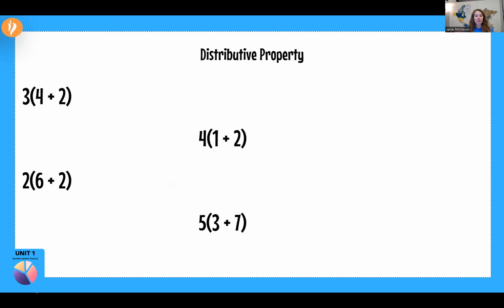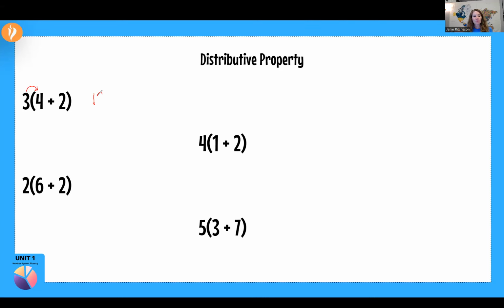All right, so let's start by using the distributive property. The way I would distribute it is I multiply everything in the parentheses by 3. So 3 times 4 is 12. I'm going to bring it over my plus symbol. And 3 times 2 is 6. And I have just used the distributive property on this problem. I've shown the distributive property to you, okay?